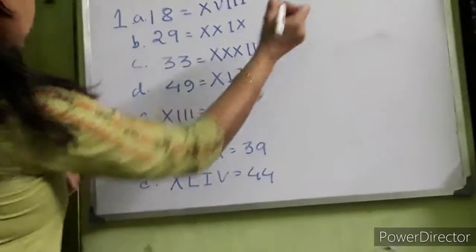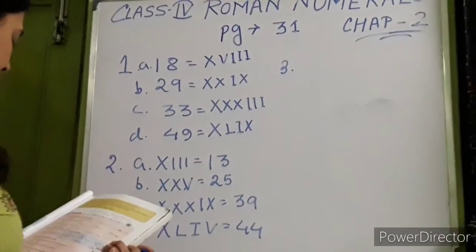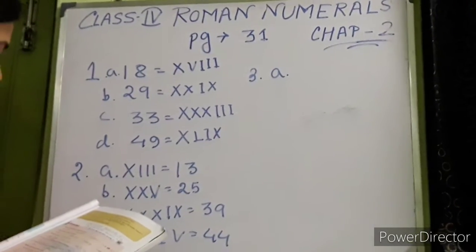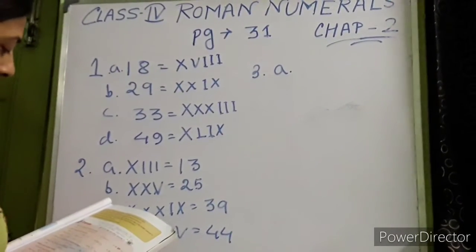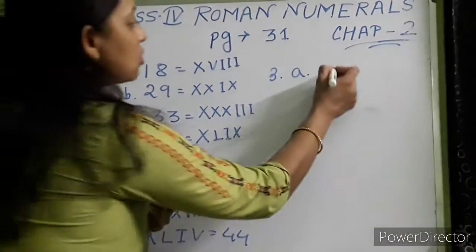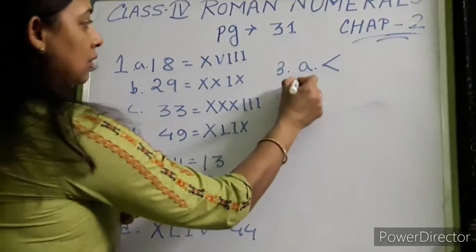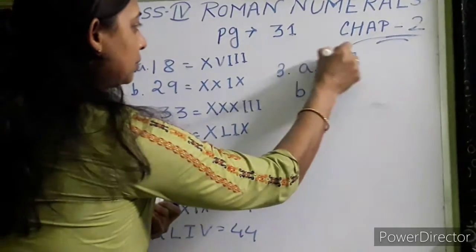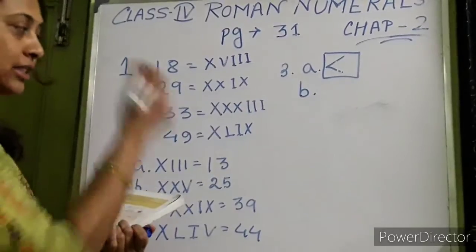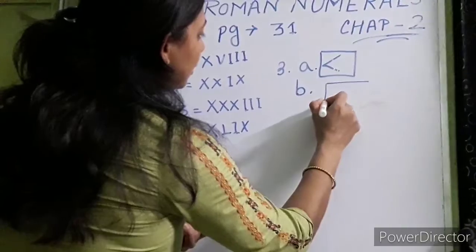Now 3. Fill in the boxes with greater than, smaller than, or equal sign. The first one, A. XVII means 17 and XXVI means 26. So 17 is less than 26. B, IX means 9, X means 10. So 9 is smaller than 10.